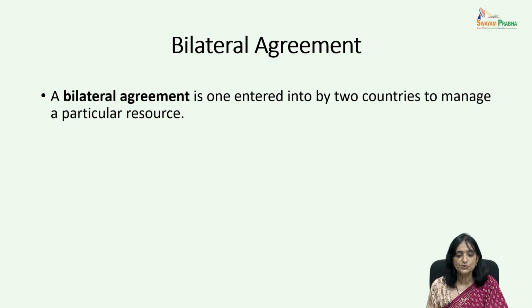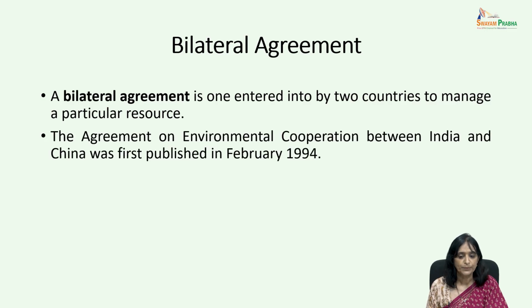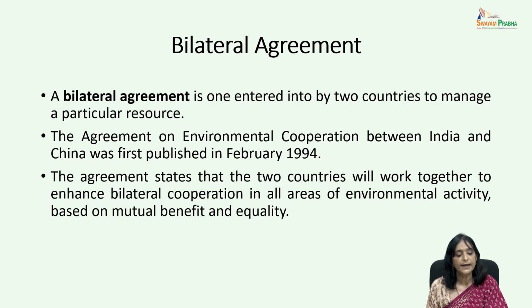A bilateral agreement, as the name suggests, is entered into by two countries to manage a particular resource. For example, the Agreement on Environmental Cooperation between India and China was first published in February 1994. This agreement states that the two countries will work together to enhance bilateral cooperation in all areas of environmental activity based on the mutual benefit of the society. So when two countries come together and talk about how a resource will be managed, we call it a bilateral agreement.